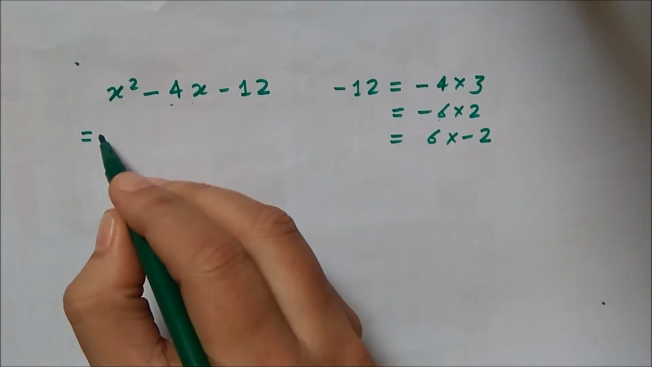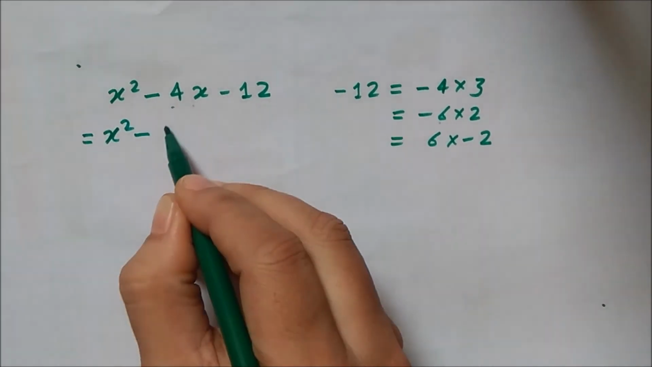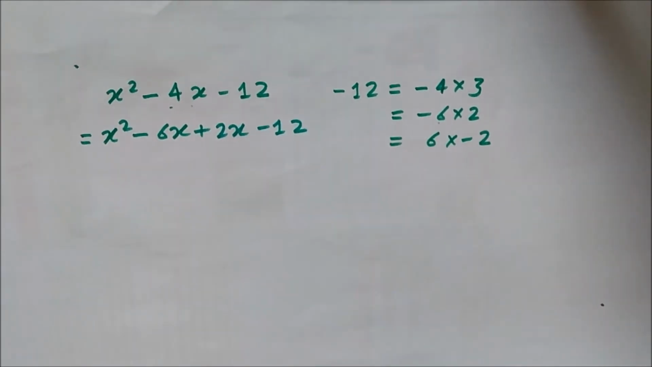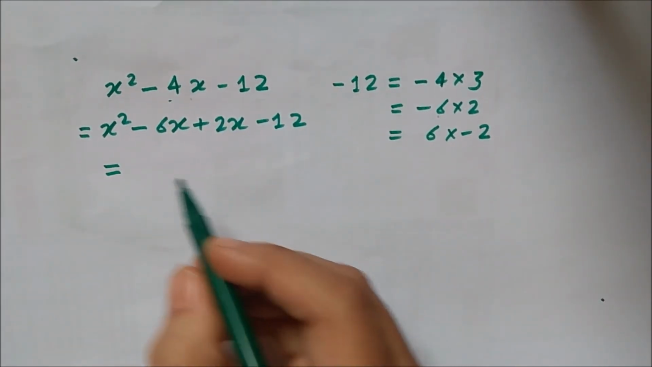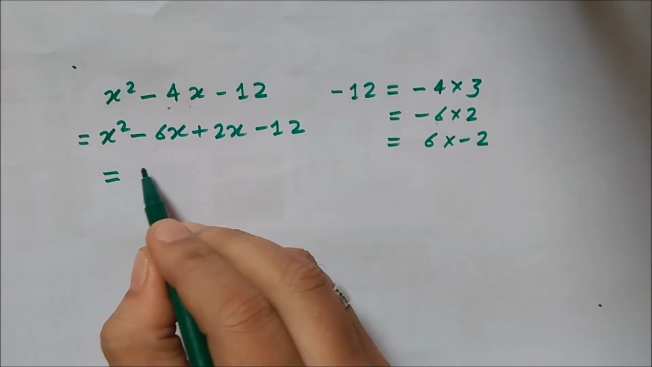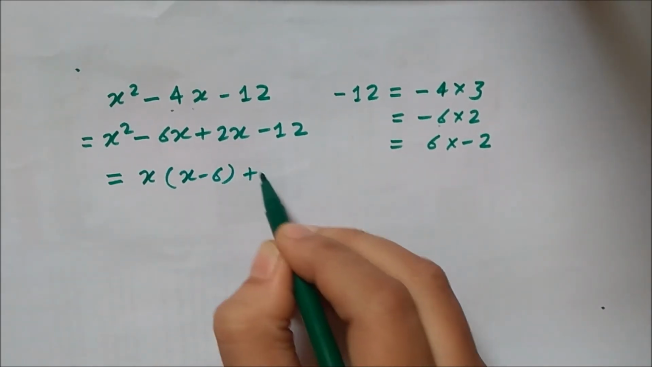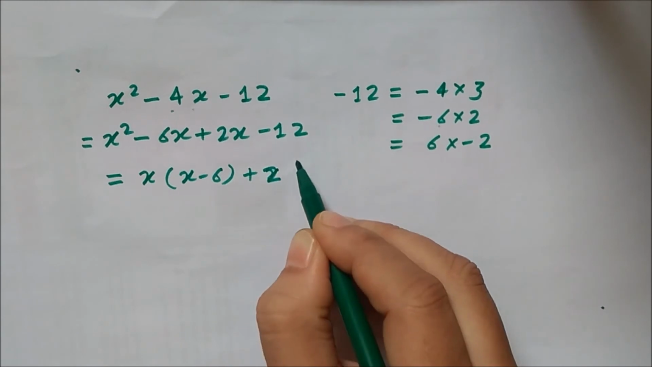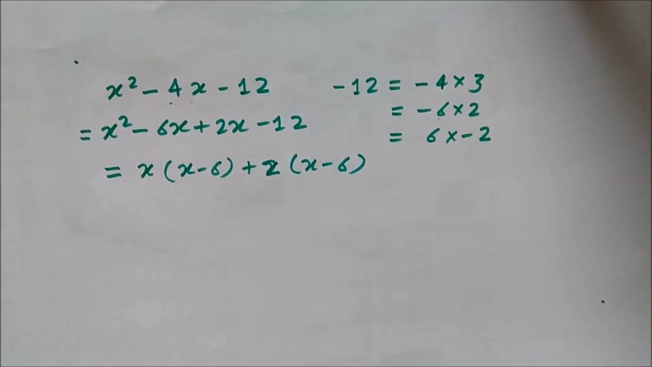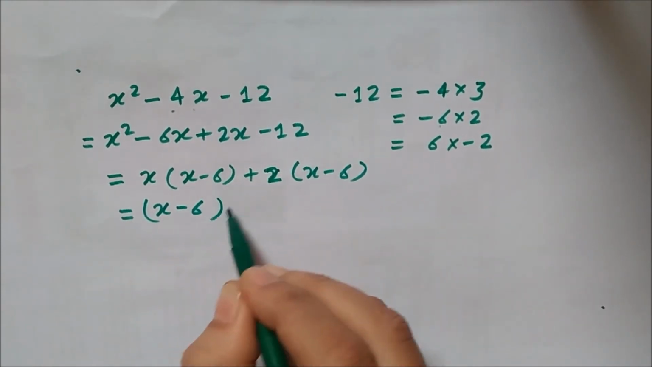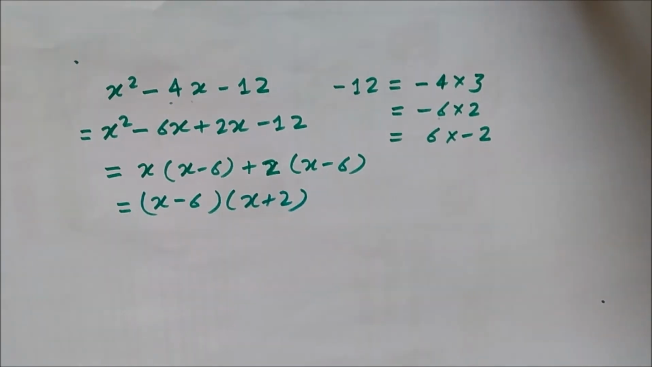So we decompose the middle term like x square minus 6x plus 2x minus 12. Now we go to the regrouping and take the common factor like x. Here it is x into (x minus 6) plus 2 into (x minus 6), and it becomes (x minus 6) common. So the factors are (x minus 6) and (x plus 2). That's how we carry out the factorization in a different systematic way.